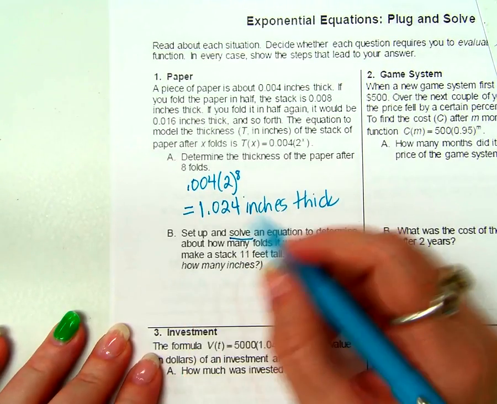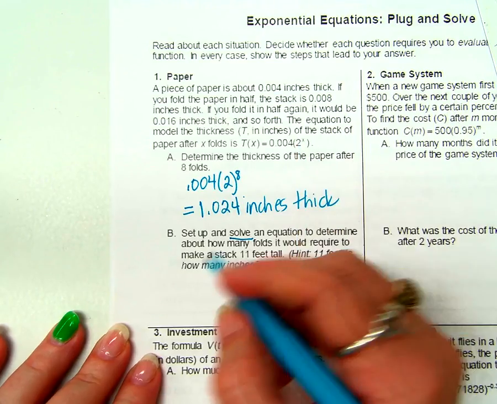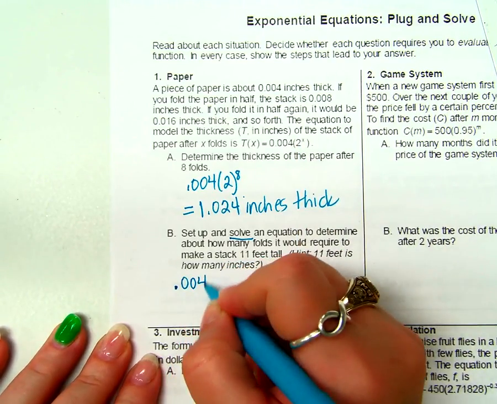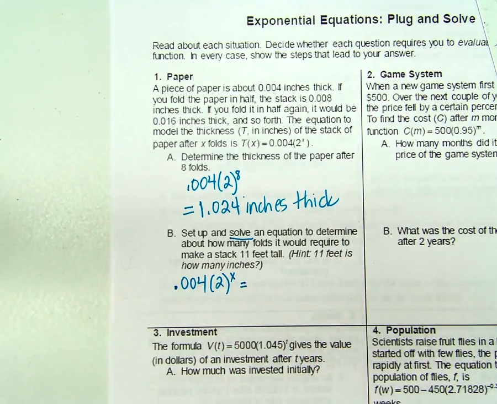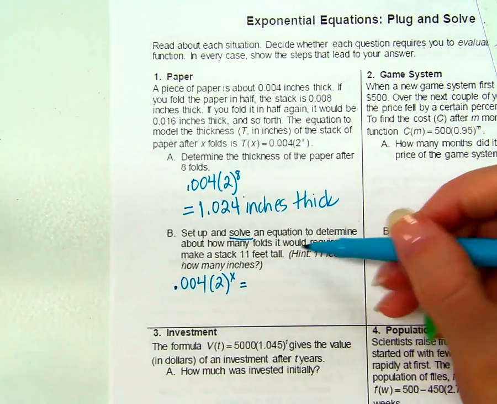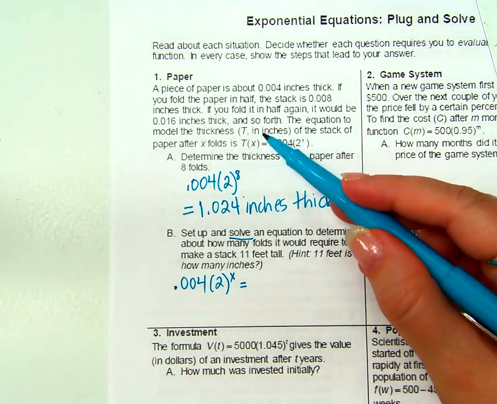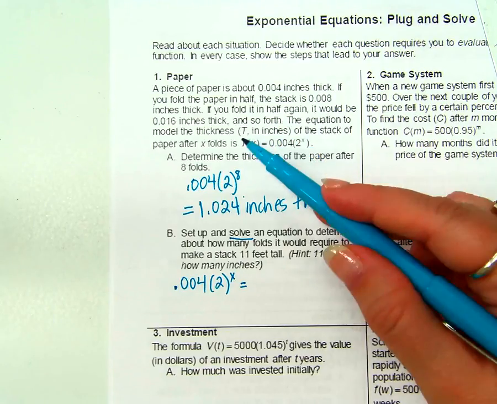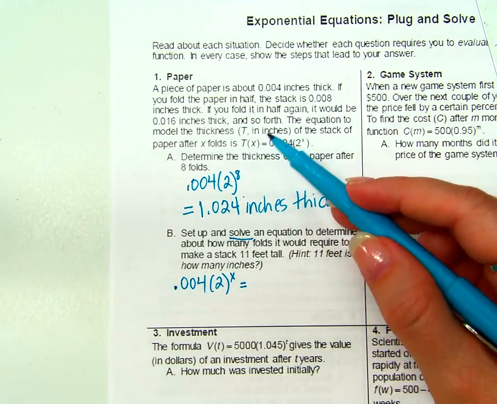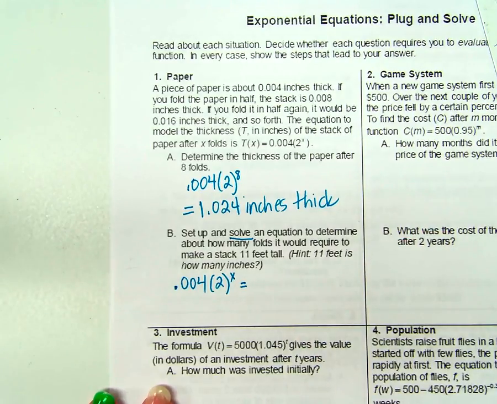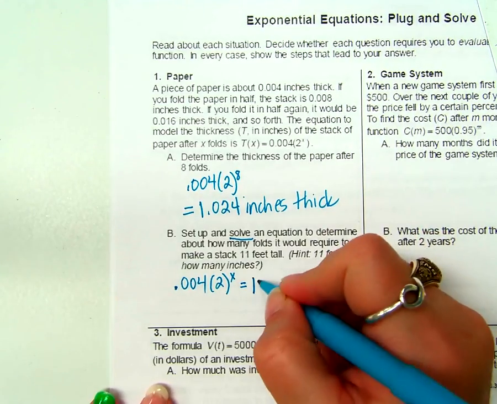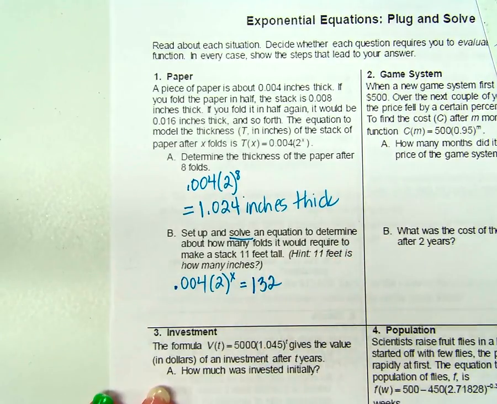Well, when it's at 11 feet. So start with this, right? 0.004 times 2 to the x power equals what? 11? Oh, no, because it's saying feet. 11 feet is what it gives us, but all this information up here very clearly says that T is in inches. If T is in inches, everything that we put into this equation needs to be in inches. And 11 feet is how many inches? 132 inches.